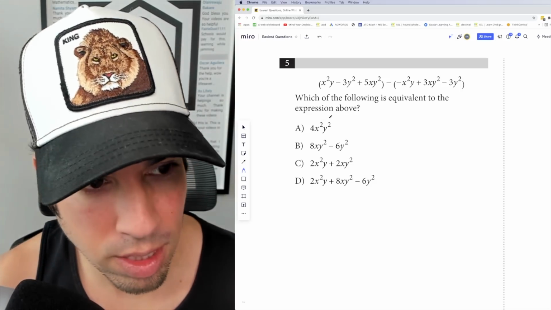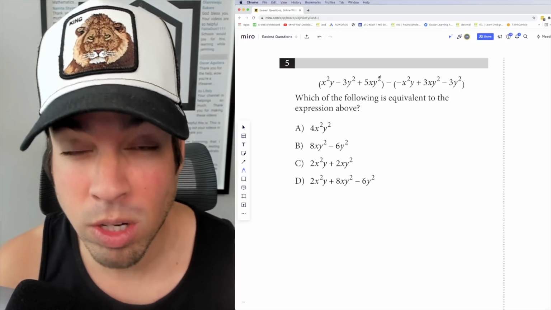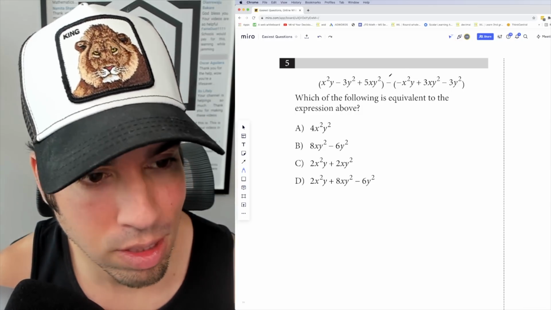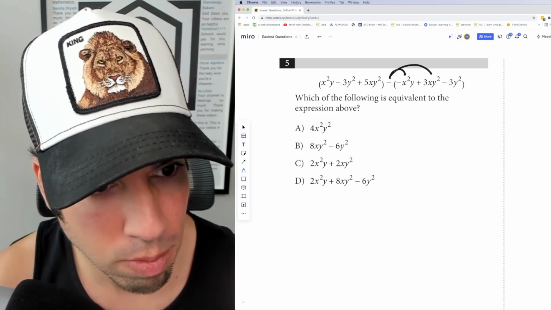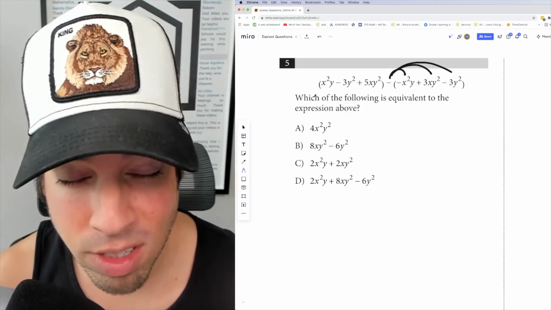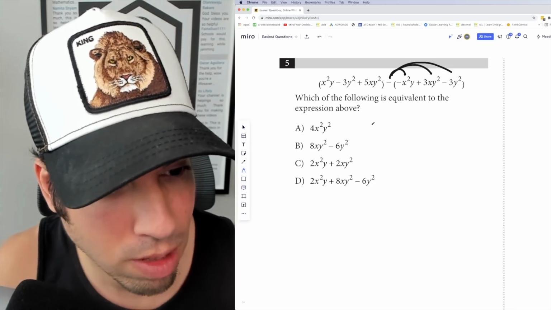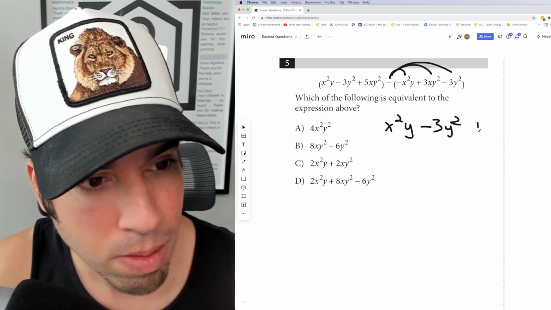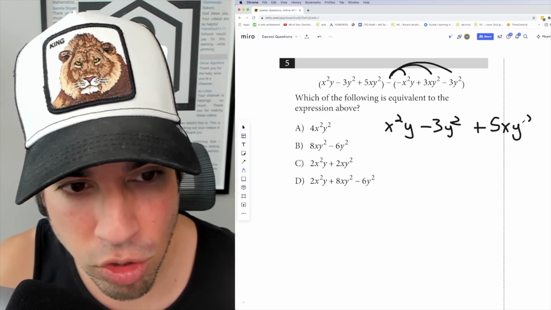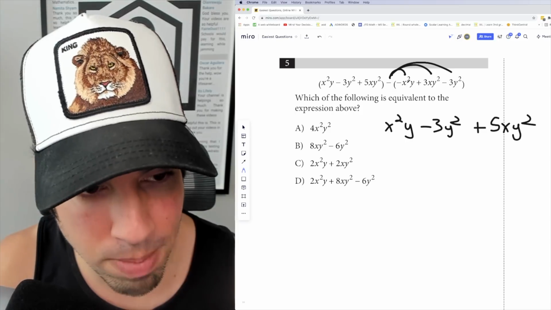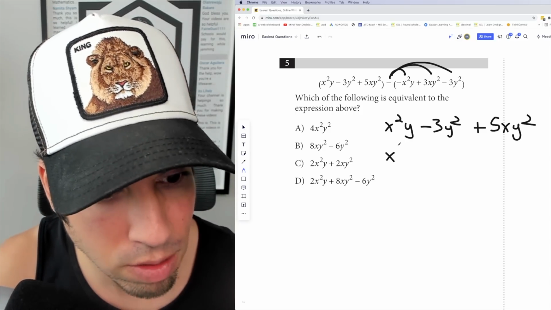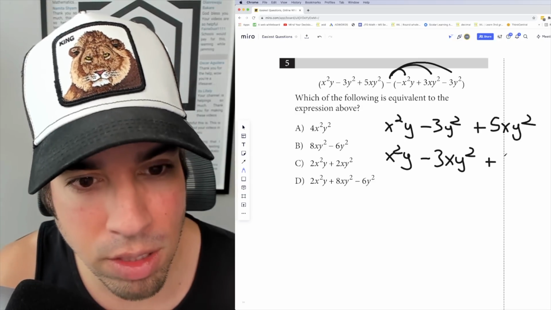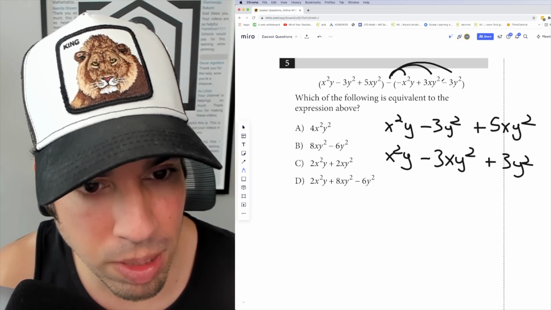Which of the following is equivalent to the expression above? So all we're doing here is combining like terms, but the most important part here is that minus sign, because there's parentheses here, and that means we have to distribute it like so. So I'm going to rewrite the first part without parentheses because there's nothing to distribute, so those parentheses are essentially irrelevant. We got x squared y minus 3y squared plus 5xy squared. Now I'm going to rewrite this part with the minus distributed. So that makes a positive x squared y, a negative 3xy squared, and a positive 3y squared, right? I'm flipping those signs.